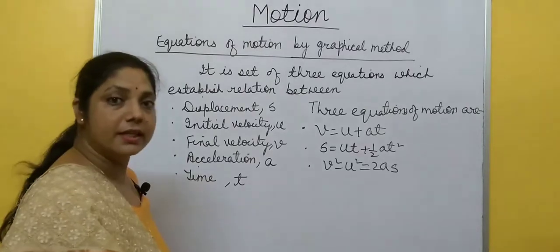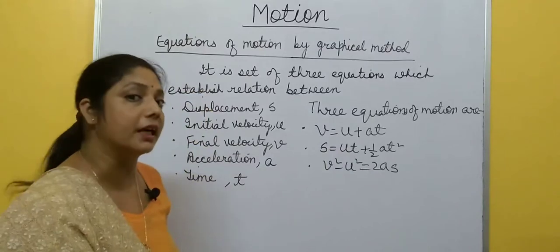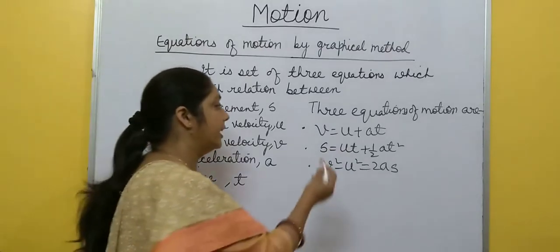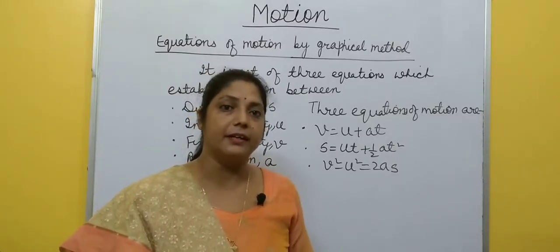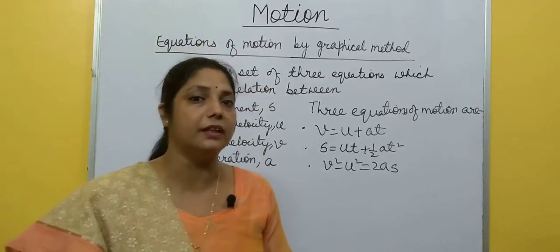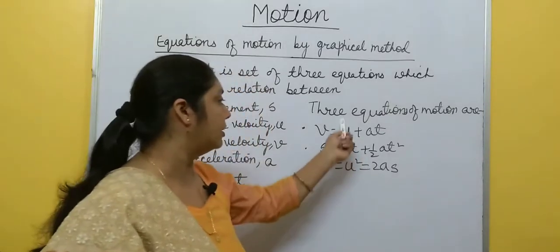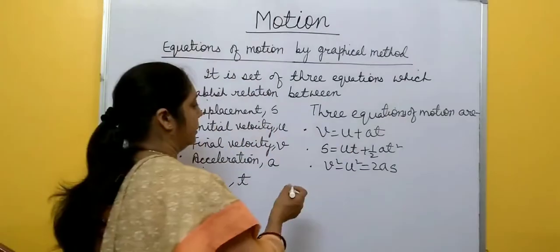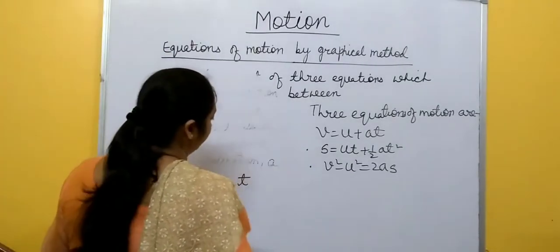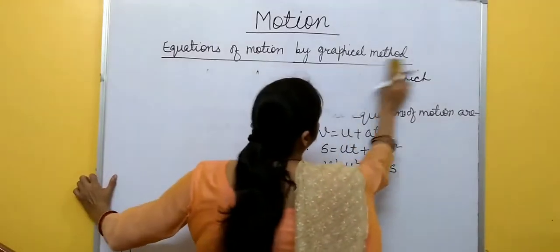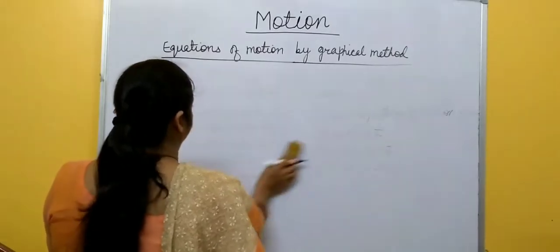Now, today's main aim is to derive these equations with the help of graph, right? So, to derive these equations, I consider velocity time graph, right? In which a body moves with uniform acceleration. So, let us derive all these equations one by one. Okay. So, let us first derive first equation of motion V equal to U plus AT with the help of graph.